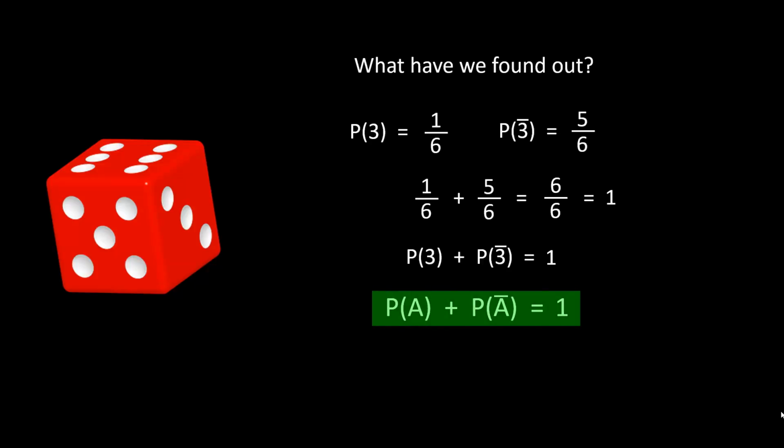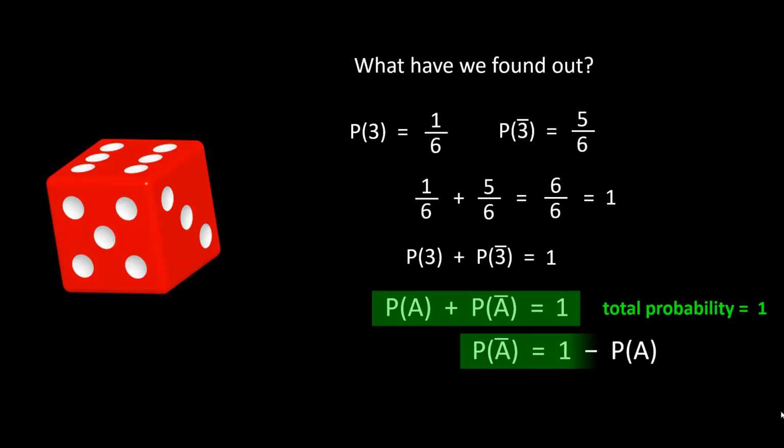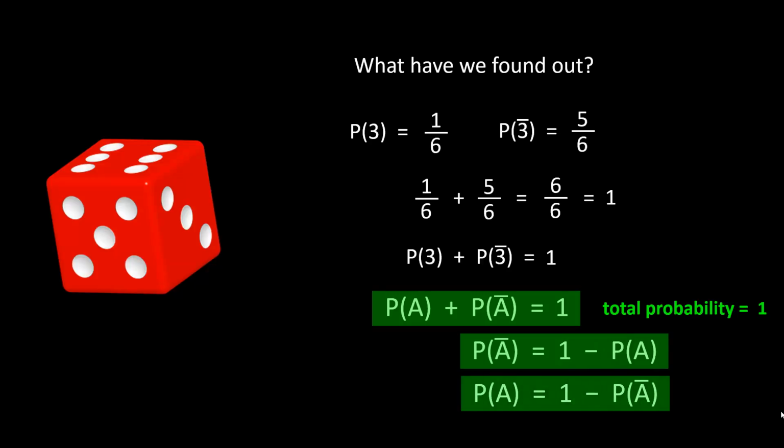Mathematically, we write that as the probability of A plus the probability of not A is 1. So it's either got to be A or not A. Now we can rearrange that equation. We can say the probability of not A is 1 minus the probability of A. And we could arrange it in such a way that we get the probability of A is 1 minus the probability of not A. Also notice there the total probability equals 1. So that goes back to what I was saying. It's either going to be A or not A, and the total of those probabilities is 1.